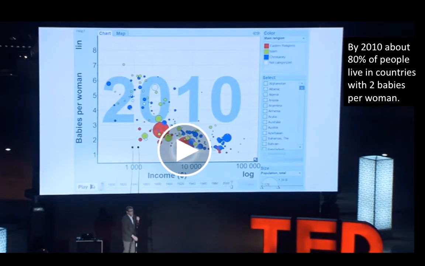Move the clock forward again. And now 80% of people in the world live in countries with about 2 babies per woman. All of the Eastern religions are in that bottom category. Doesn't matter how rich they are, all the Eastern religions are in that bottom category.